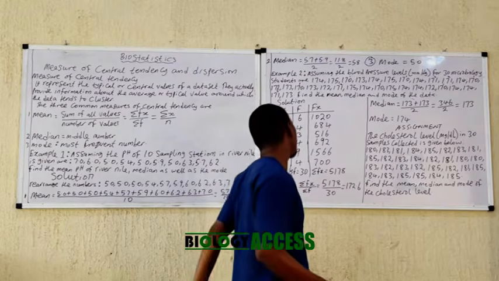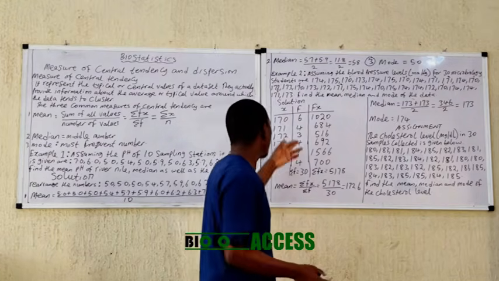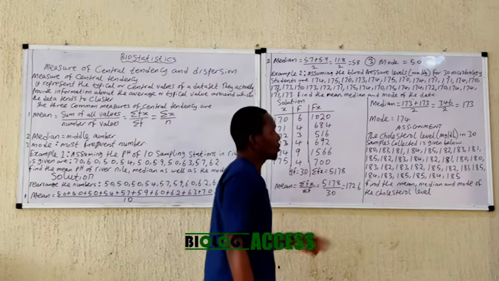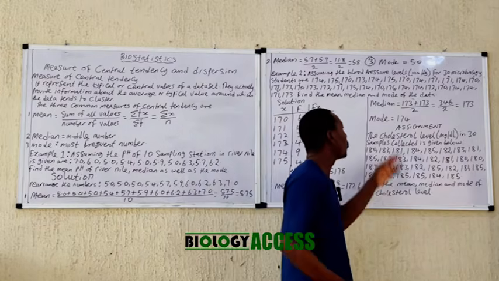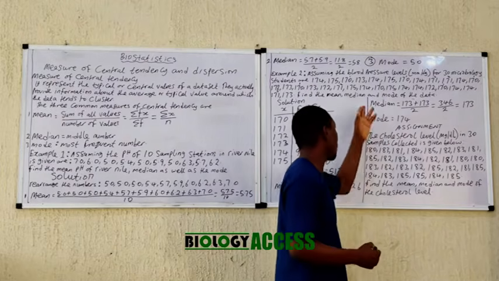While the mode is the most frequently occurring number or value. In this case, which one is the most occurring value? That means 174 occurs how many times? 9 times. So this is the mode, the answer to the question on the board.